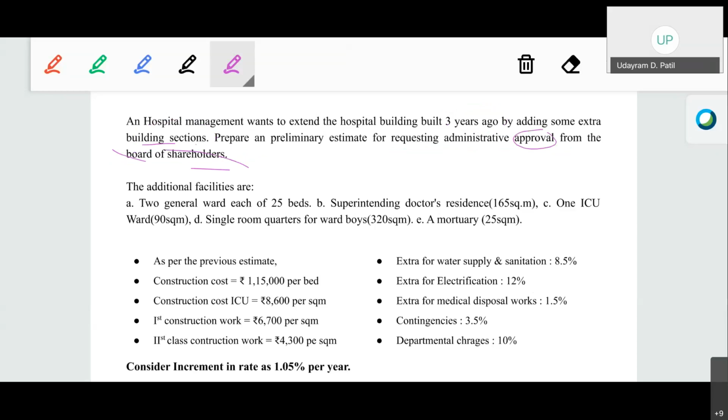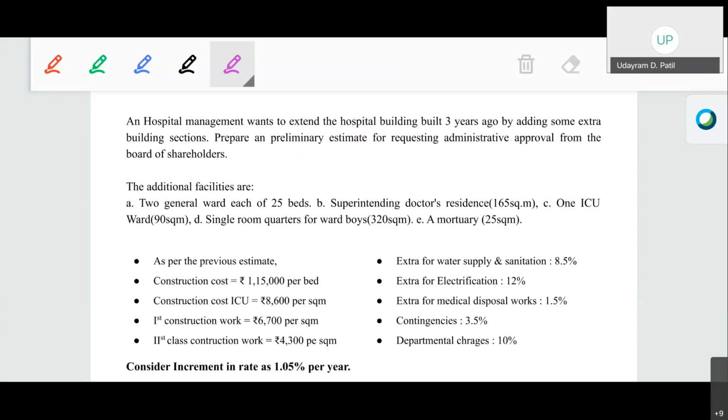The shareholders will decide, depending upon the total approximate cost of the project, if the particular investment should be done or not. So for that they will require an administrative approval from the board of the shareholders. To get that administrative approval they need to prepare a preliminary estimate.